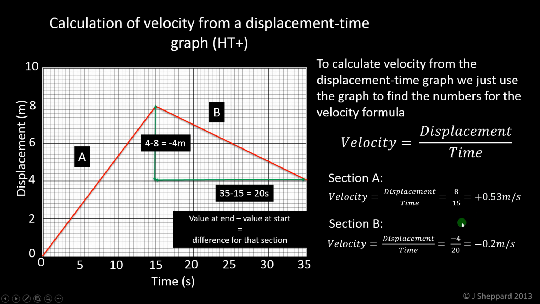And again, you can see the things make sense because section A is steeper, and the size of the velocity, the speed, if you like, 0.53 meters per second, is larger than for the shallow section B, which is 0.2. So it all kind of makes sense.